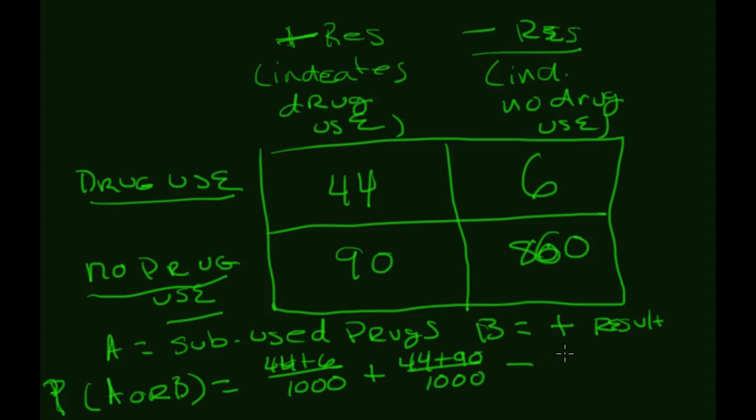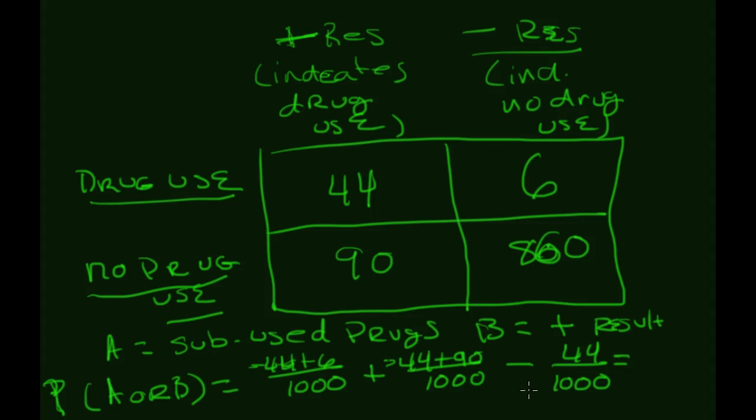And then we want to subtract off the portion who used drugs and got the positive result. So that's this group here, used drugs and got the positive result, 44 out of 1,000. Now we have to subtract them, because if you look, we counted that 44 here, and then we counted them again there. So we have to subtract them off in the end.